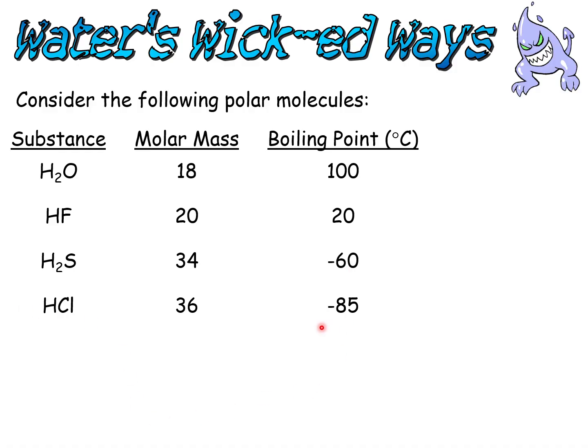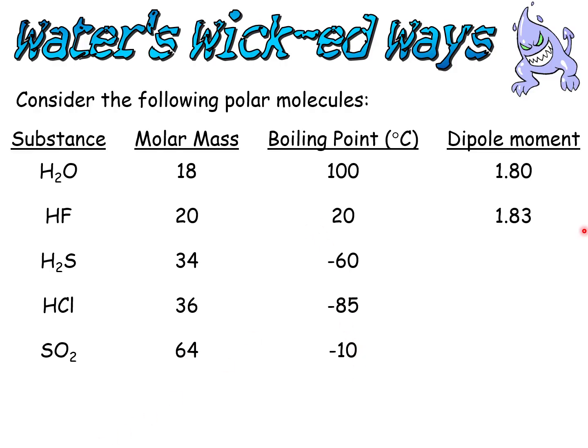We have HCl. It weighs a little bit more. It is twice as much. And now it's minus 85 degrees C for the boiling point. And then finally we get to SO2, which has a molar mass of 64, which is 3 times heavier than water. And we're finally coming back up.